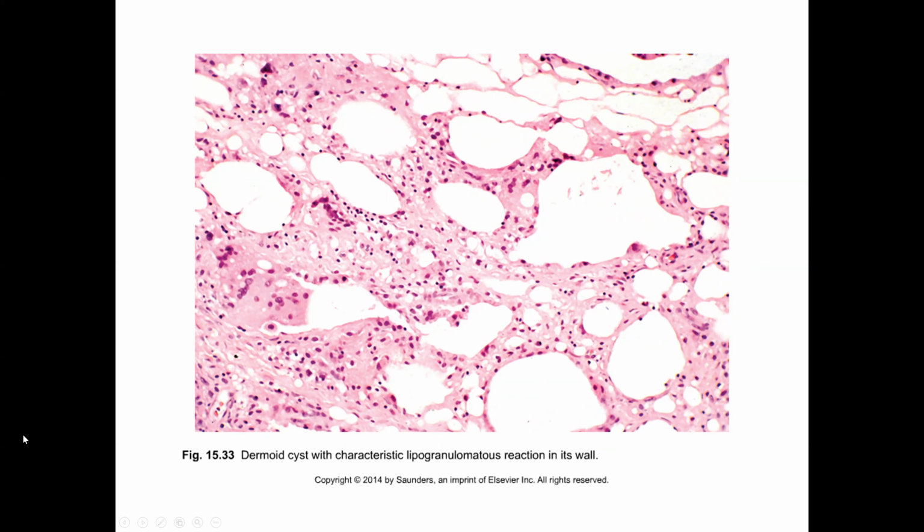Here's another feature that can be seen, which is an inflammatory lipogranulomatous reaction to these lesions. The sebum and the cysts, when they rupture, can create quite an inflammatory reaction, either within the wall or more disseminatedly within the peritoneal cavity as well.